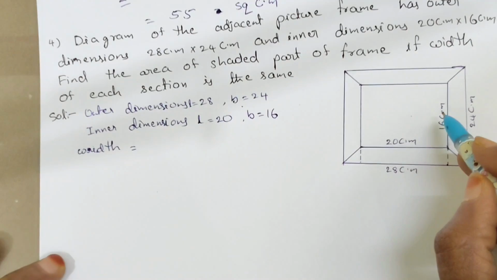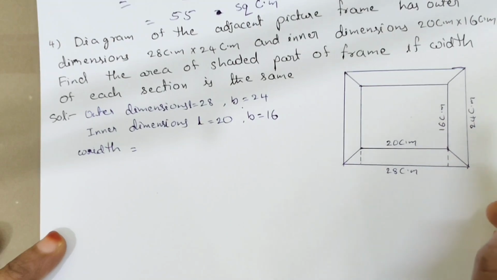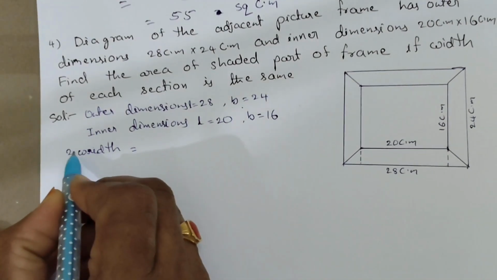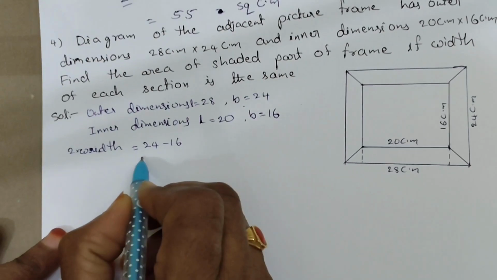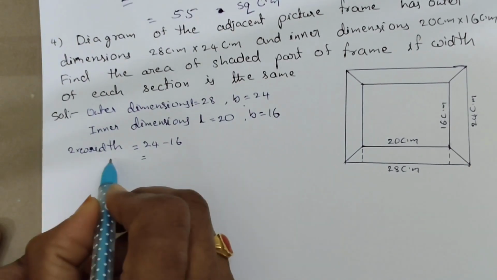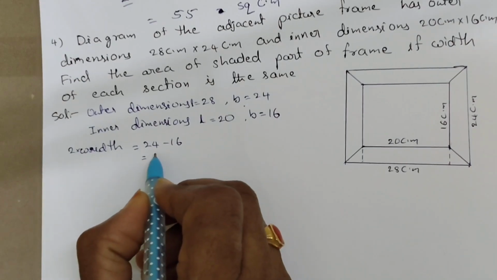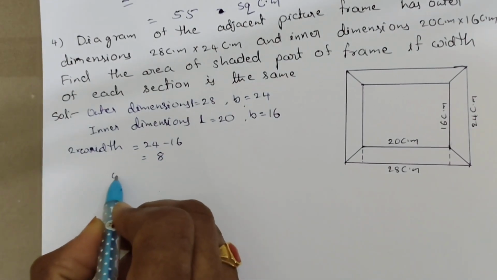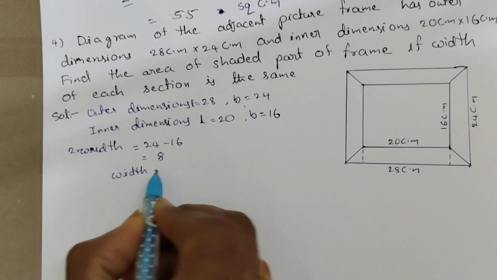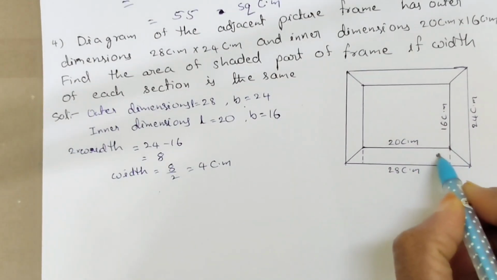Suppose first we write the width. Here two widths are there. So now 2 into width is equal to 24 minus 16. Two widths are there, 2 into width is equal to 24 minus 16, which is 8. So width equals 8 by 2 equals 4 centimeters. Now here the width is 4 centimeters.